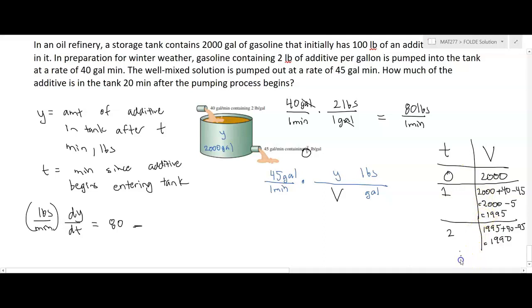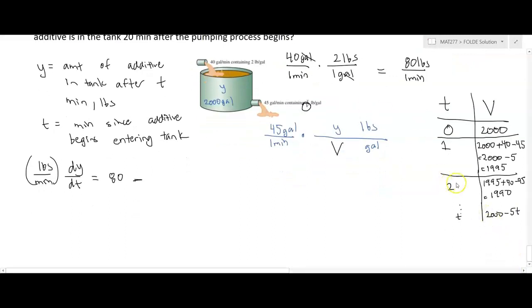And so for time t in general, we would have the original 2,000 gallons from the top minus 5 gallons per minute that are leaving the tank multiplied by how many minutes have passed. If we do a dimensional analysis on this, what we should notice is that this is gallons minus gallons per minute we're losing, multiplied by how many minutes. So in terms of our units, we get gallons minus gallons. So this V of t we just found equals 2,000 minus 5t.